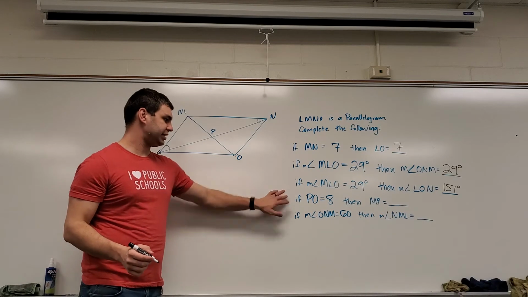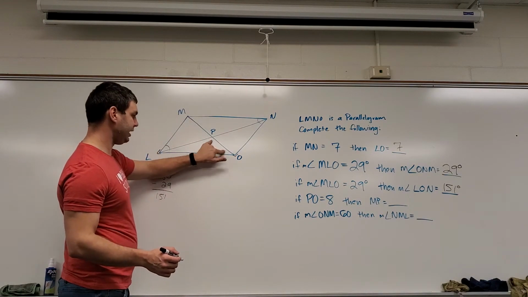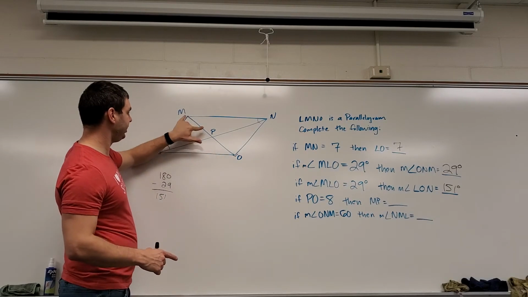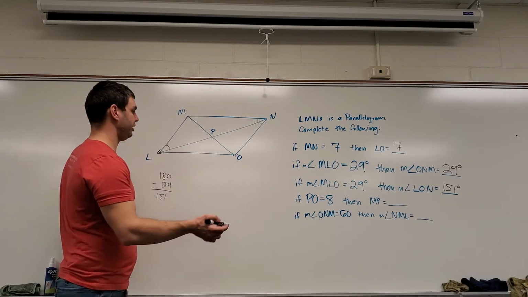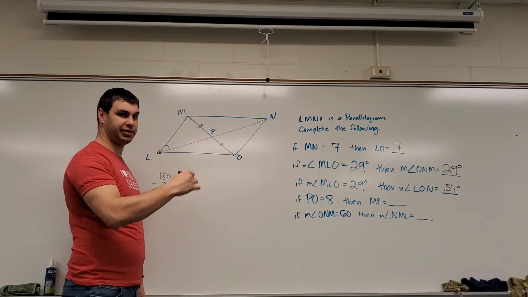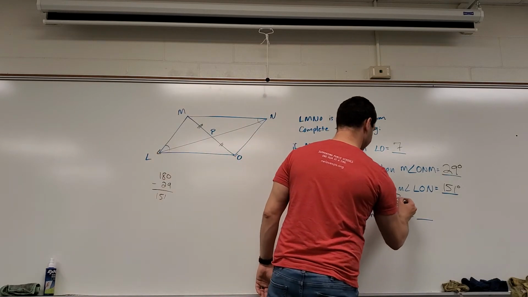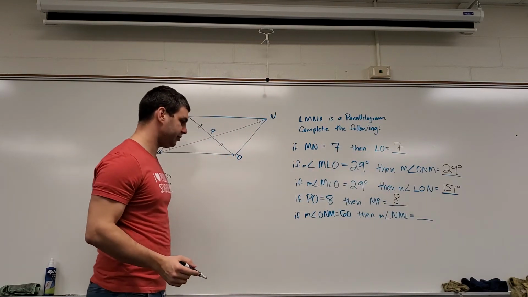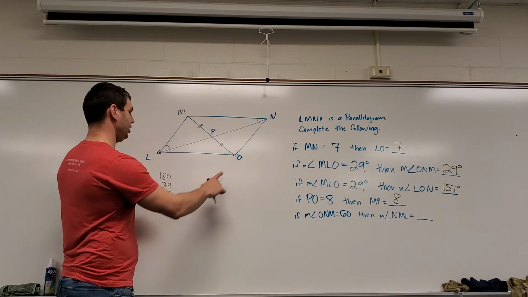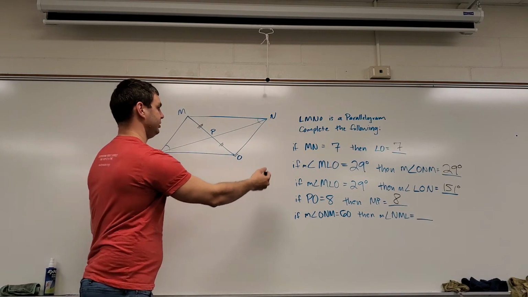And then next one says if PO equals 8, so let's see, PO, if that's 8, then MP equals, well, in a parallelogram, the diagonals are being bisected by the other diagonal. So those have to be the same as well. So it's also 8.